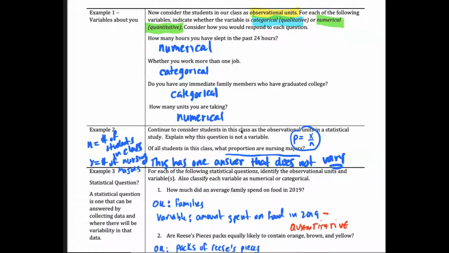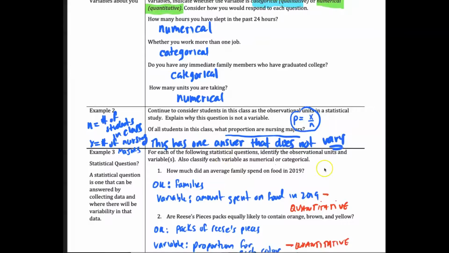How many units? Numerical, and so forth. The second example is a situation where many students think this is a variable, but you have to think carefully why this is not a variable. Sounds like we're asking it as a variable. So consider this situation here. Of all students in this class, what proportion are nursing majors? Well, that's a question. But it's not a statistical question in the sense that there's no variability in the answer. There is one answer.